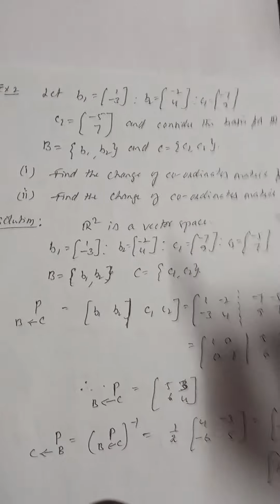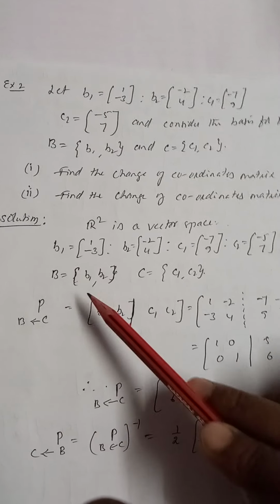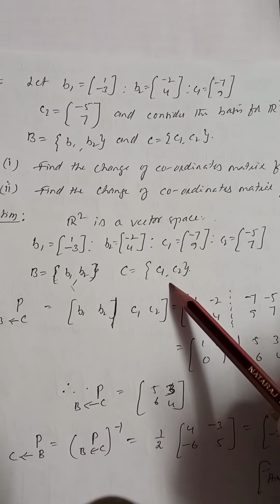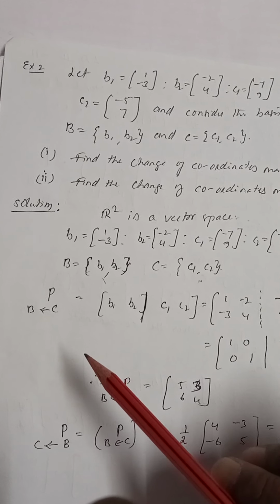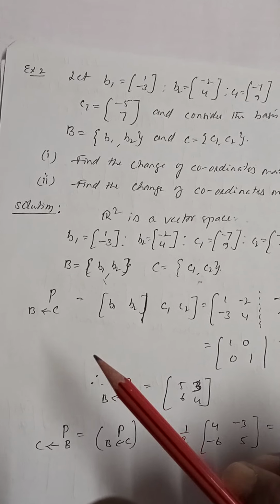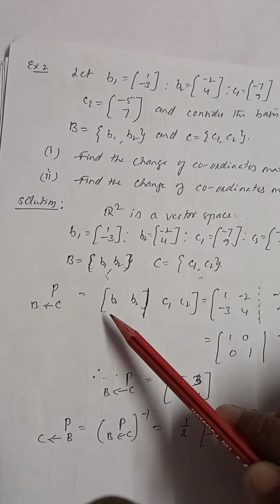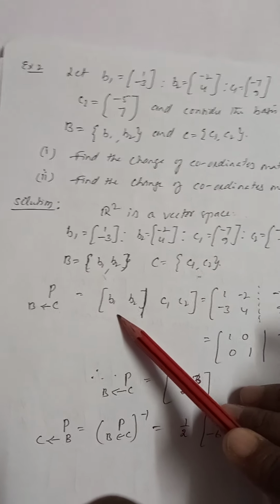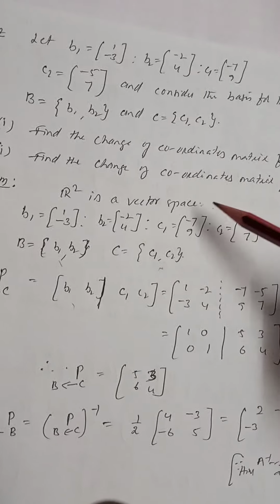See, come to this point. Now R square is a vector space. b1, b2, c1, c2 are given. What is B? A basis for a vector space. What is C? C is also a basis for a vector space. Now we have to find the coordinates while changing the basis from C to B and B to C. P from C to B is equal to [b1, b2 | c1, c2]. Simply write those values. b1 column-wise (1, -3), b2 (-2, 4), c1 (7, 9), c2 (-5, 7).